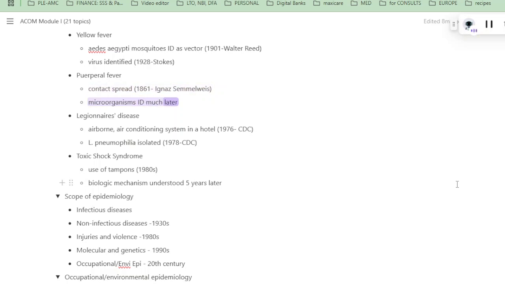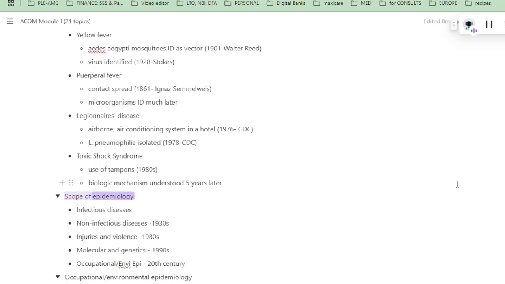Microorganisms were identified much later. Legionnaires' disease: airborne, air conditioning system in a hotel, 1976 CDC. L. pneumophila isolated, 1978 CDC. Toxic shock syndrome: use of tampons, 1980s. Biologic mechanism understood 5 years later.